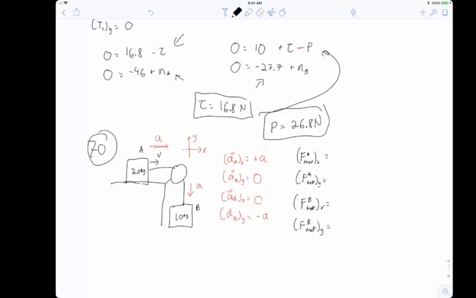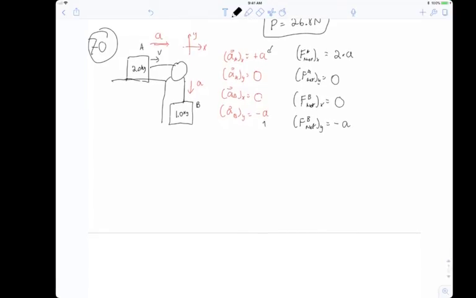Okay, so the net force in the y direction on A is 0. The net force on A in the x direction has to be the mass times a, so it's 2 times a. And the net force on this one has to be the mass times its acceleration, so it's minus 1 times a.